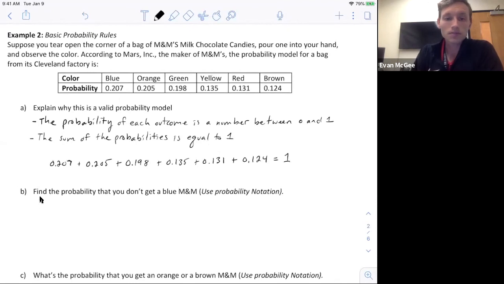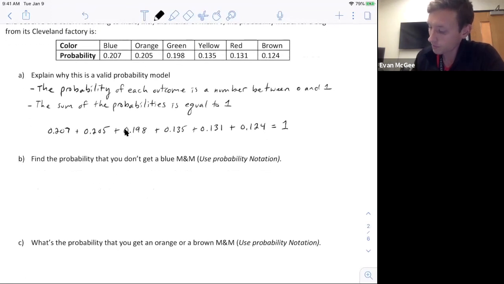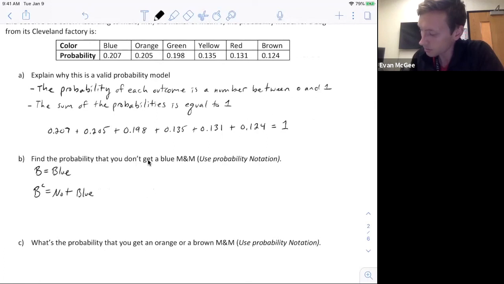So let's look at the next problem. Find the probability that you don't get a blue M&M. Here's where we can use the complement rule. Now, we don't have to use the complement rule. We could just add up the probabilities of all the other ones, which we'll do in a second. But I want to use this complement rule, and we'll define the event. We'll say B is the event of drawing a blue M&M, and we want to know what's the probability of getting not a blue. So we'll say the complement, not blue, will be drawing any other color except blue.